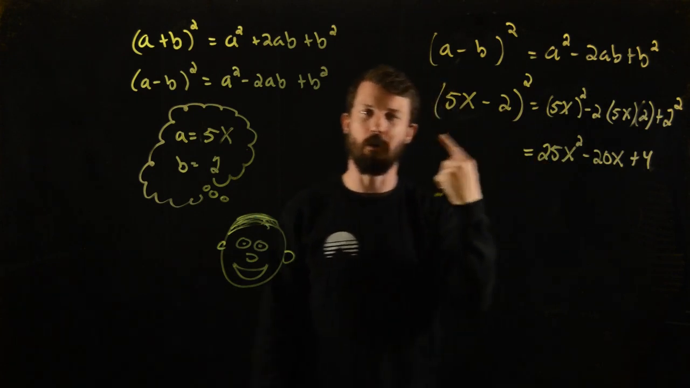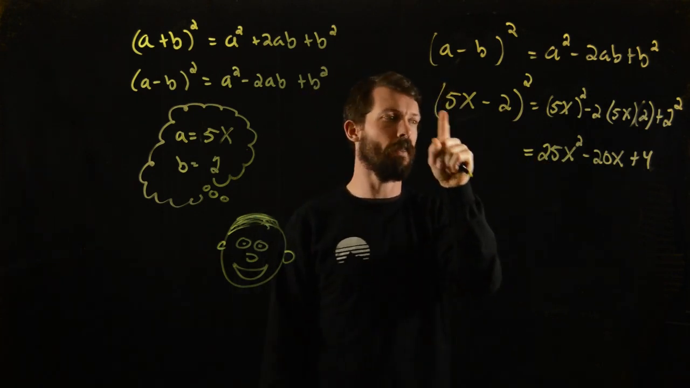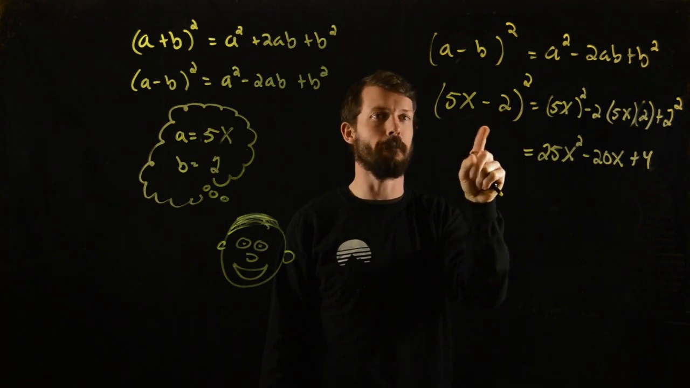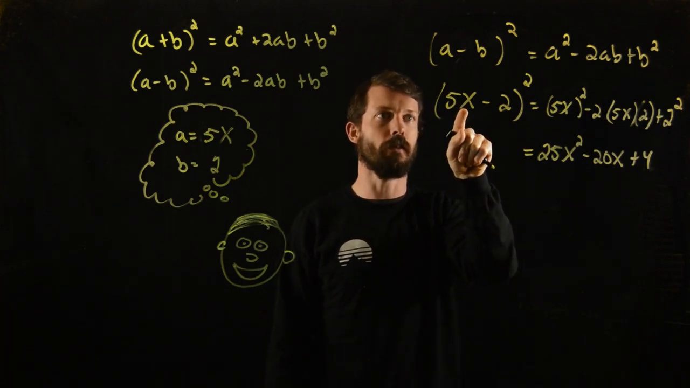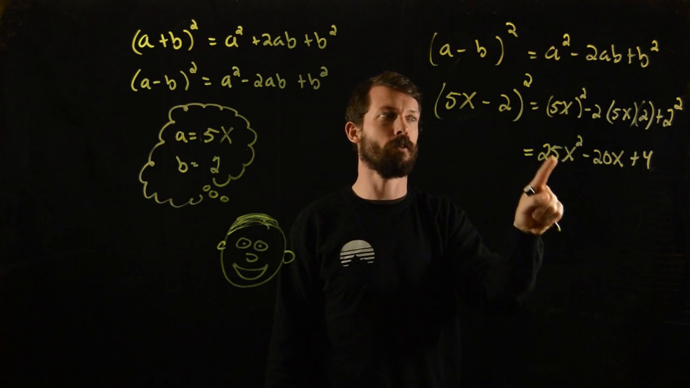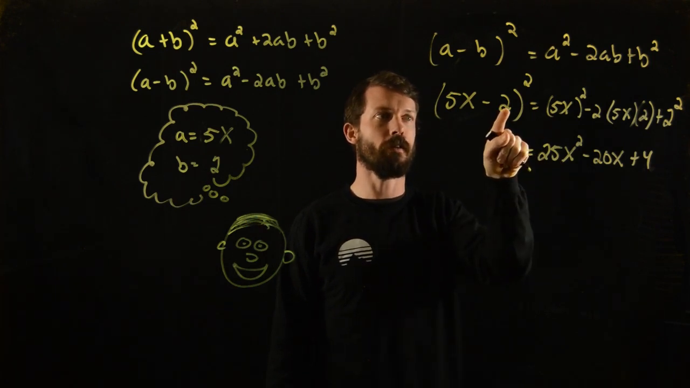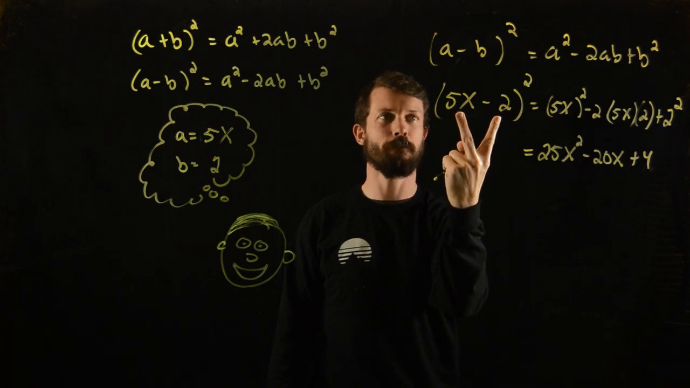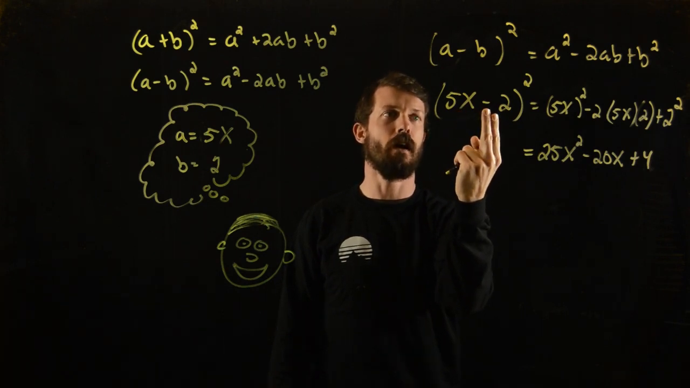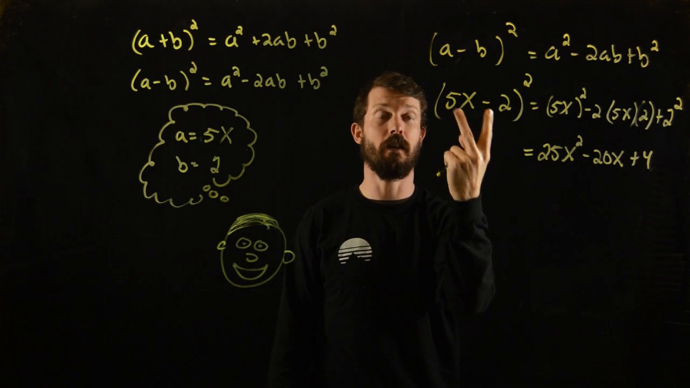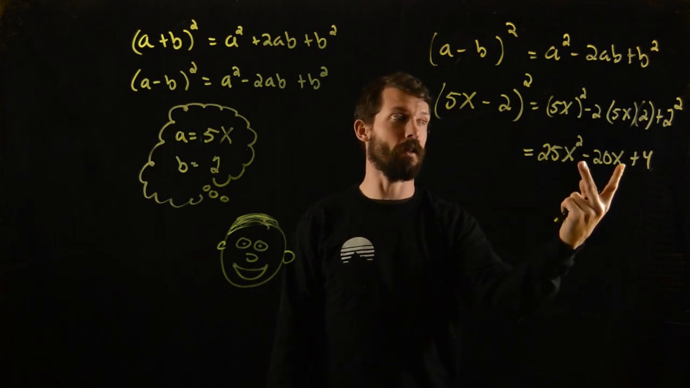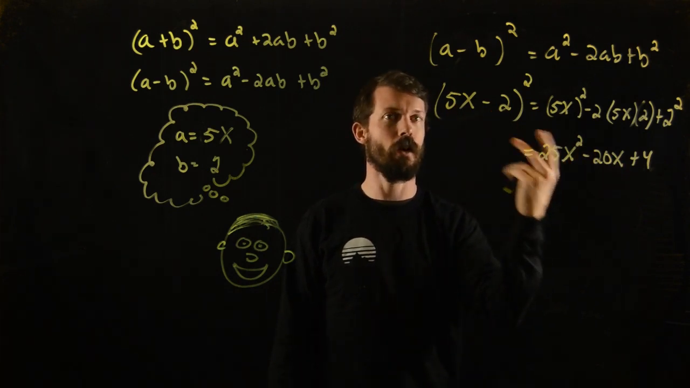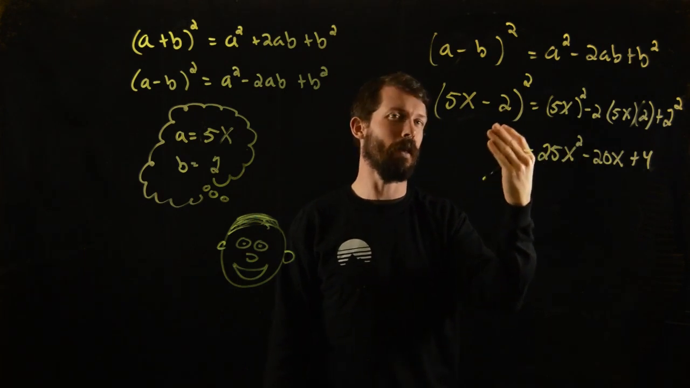Because really think about it, what I really want you to start to do is go, okay, I know that this is a square of a binomial pattern, so all I have to do is square this guy. So 5x times 5x is 25x squared. Square this guy, that gives me plus 4. And then I'm going to multiply these two together, right? So 5x times negative 2 is negative 10, and then multiply it by 2, that gives me the negative 20x right here.